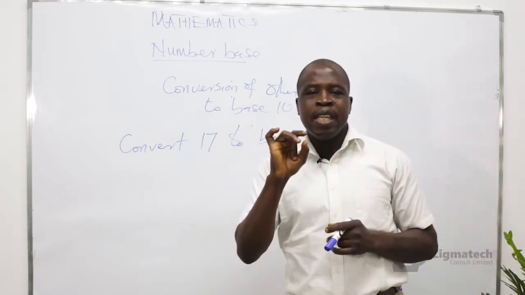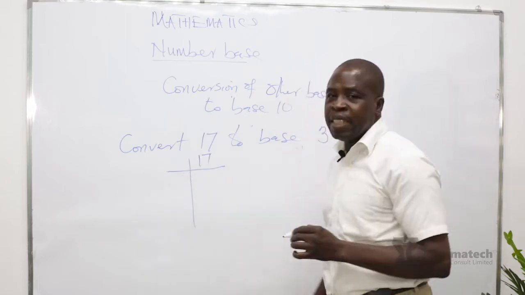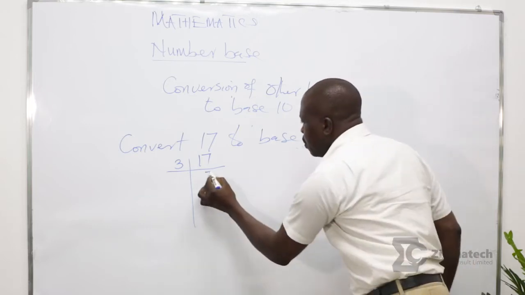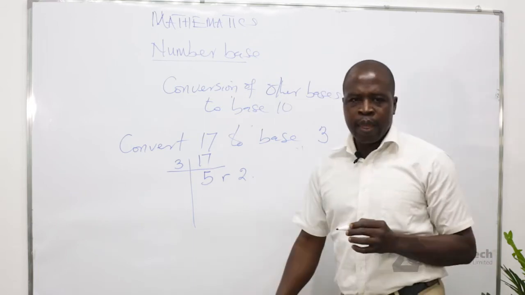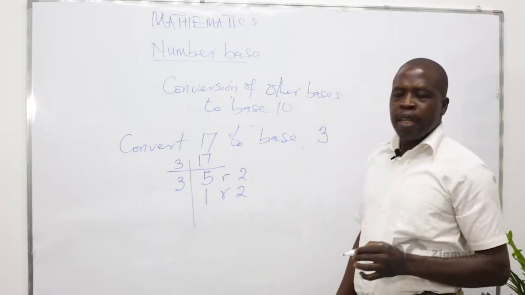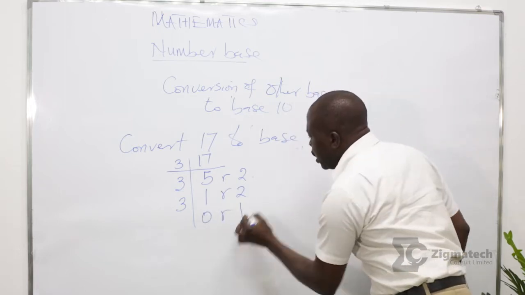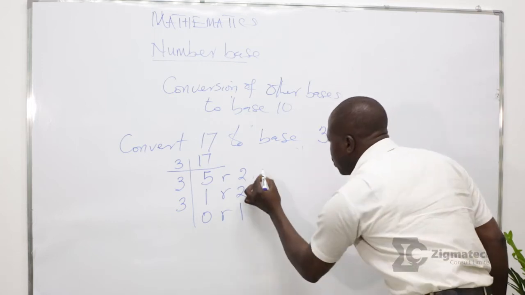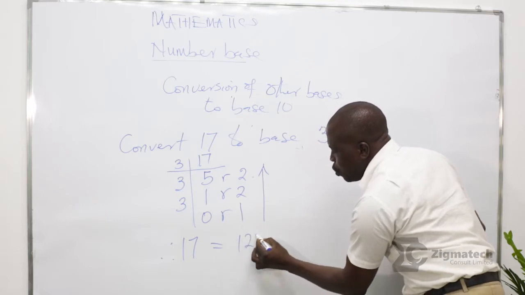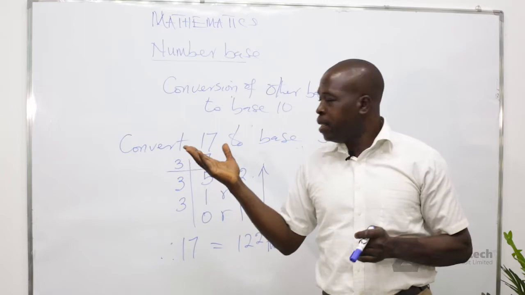What we take into consideration is the remainder. Let us go. 17 to be converted to base 3, we divide 17 by 3. 17 divided by 3 gives us 5. It remains 2. Now, 5 divided by 3 gives us 1. It remains 2. Now, 1 divided by 3, of course, 1 cannot be divided by 3. So, 1 still remains the same. We now take our number following this arrow. Therefore, 17 equals 122 base 3.